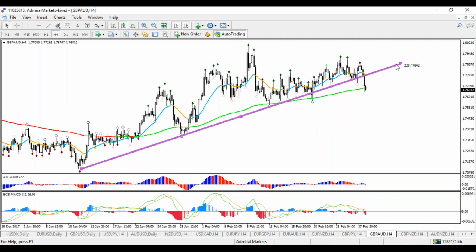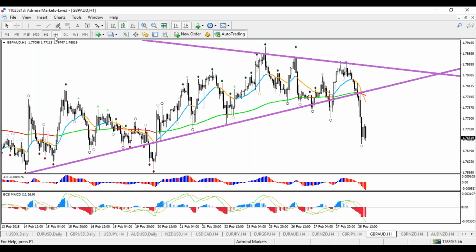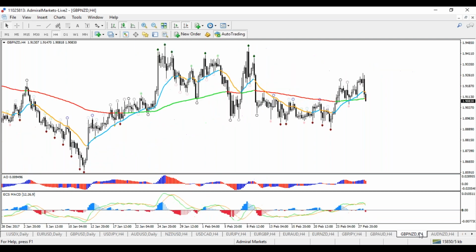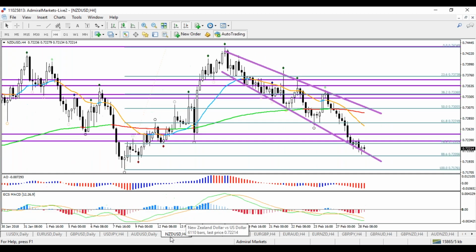Seems to be breaking this support. It was an uptrend, but it really failed to continue to the upside for the moment and is looking bearish. So pound might be better than the Aussie. Pound is looking better than Kiwi at the moment with strong bearish price action. Pound dollar short might look the best tomorrow.